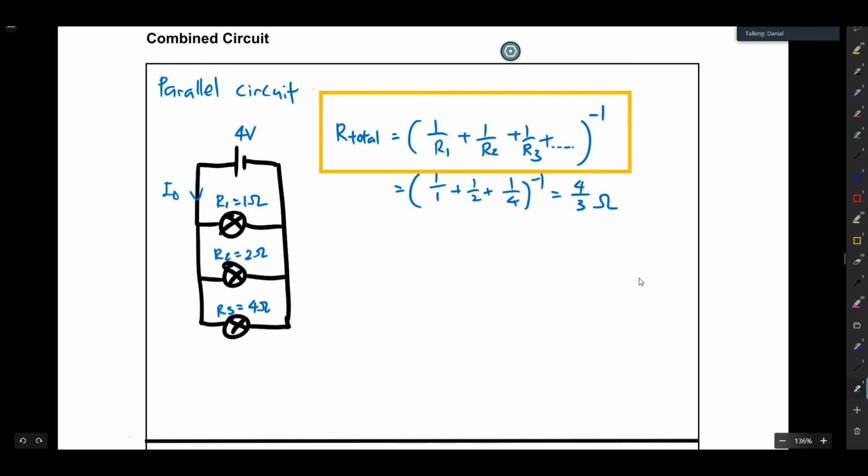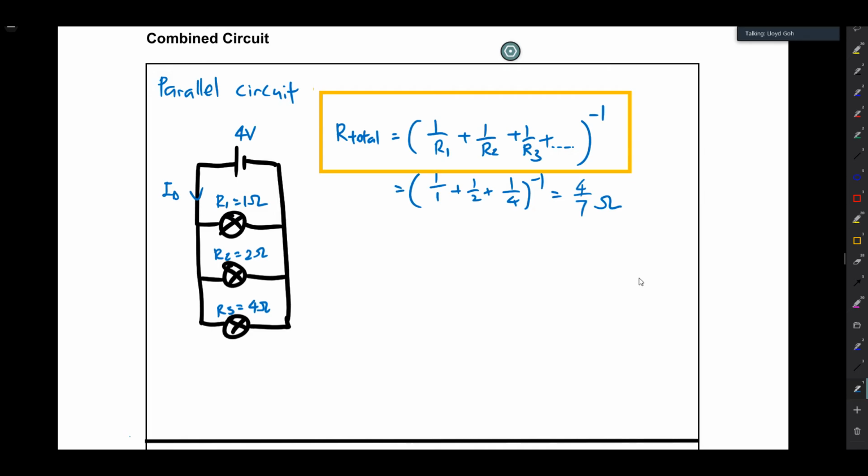So 1 over 1 plus 1 over 2 plus 1 over 4. Oh wait, sorry, it should be 7 over 4, right? You inverse already? Yeah, oh sorry, my bad. Yeah, 4 over 7. So it should be 4 over 7 ohm. Very ugly number, but never mind.